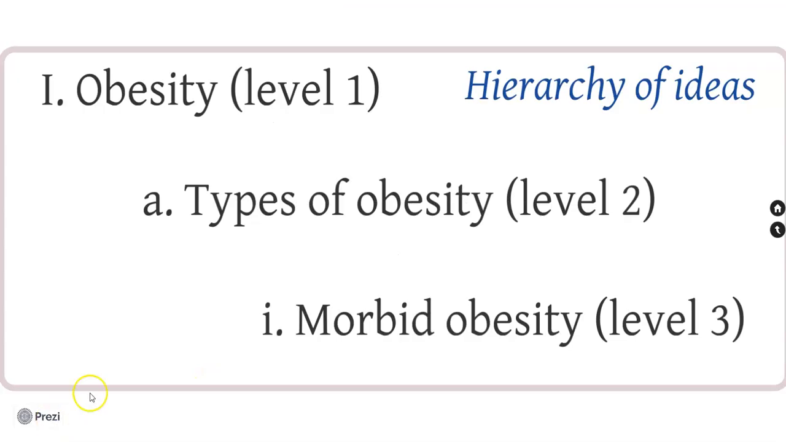So for example, if you had a paper and your major topic was obesity, maybe you might have a subtopic, a level 2 heading on the different types of obesity. For this paper, I think you only need to do level 1 and level 2 headings. You will not be doing level 3.